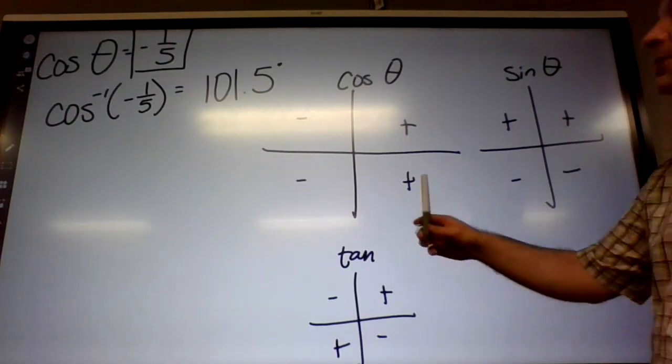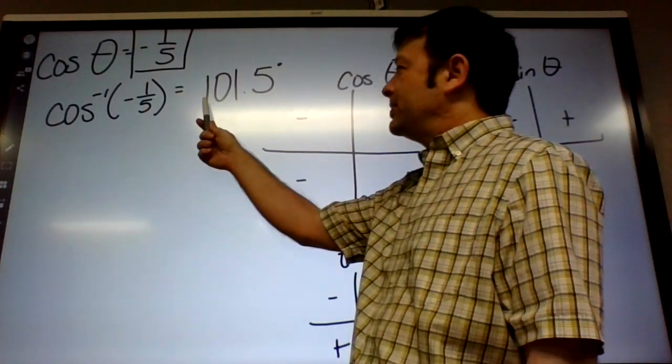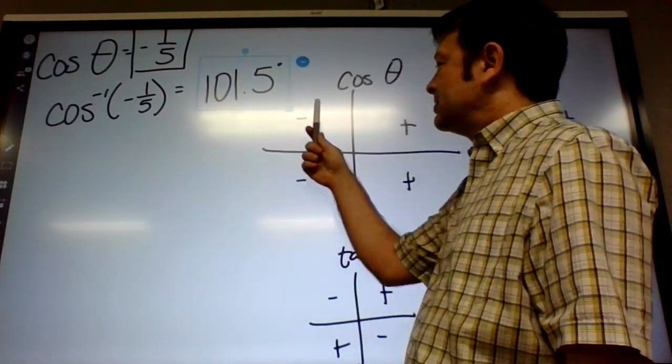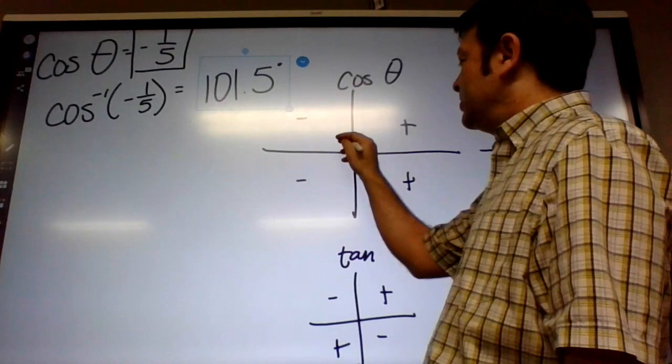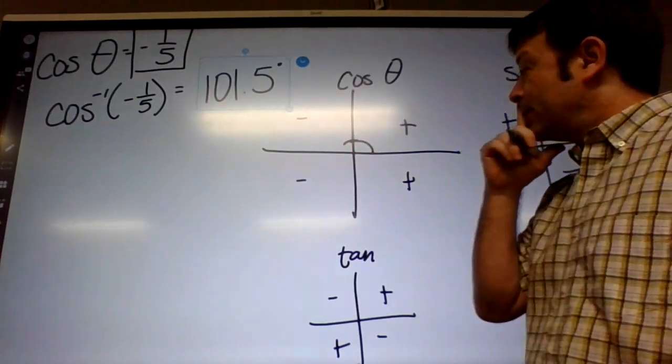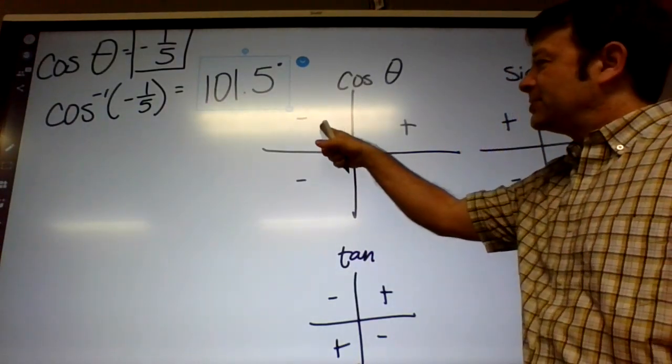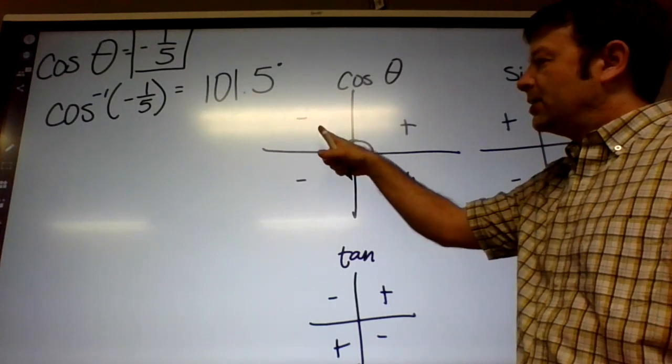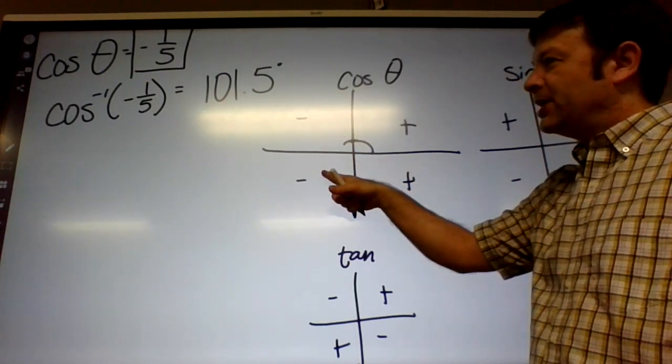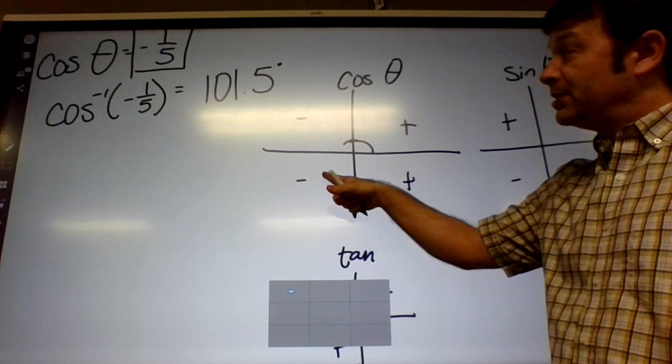Okay, this answer that we got, what quadrant is it in? Second, right? Because this is 90 degrees right here. So that'd be about right there. So that's our second quadrant answer. And we need a third quadrant answer. How do we find our third quadrant answer?